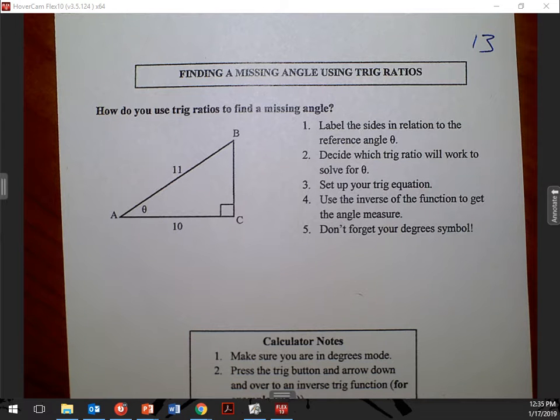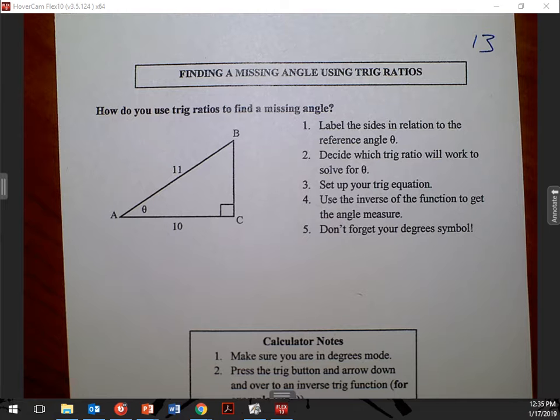So last set of notes, we were solving for a side. This time we're solving for the angle. So I'm going to use the ratios to find the angles. So when we go through, label the sides in relation to the reference angle theta.